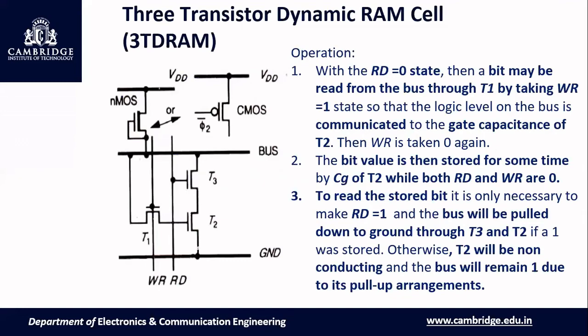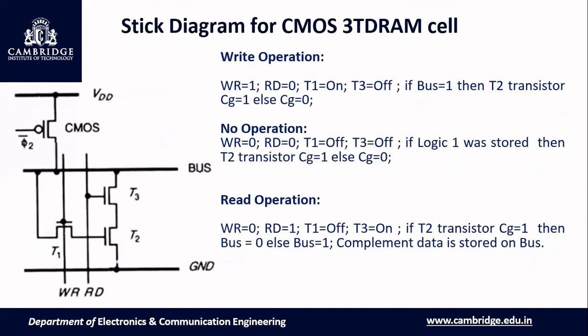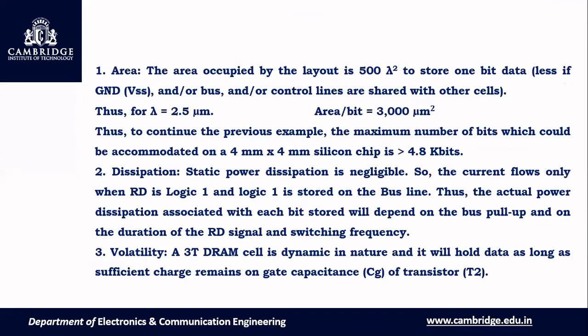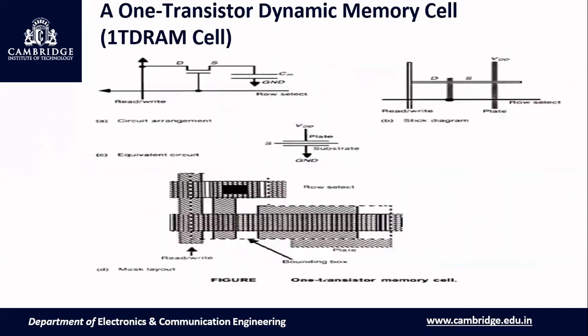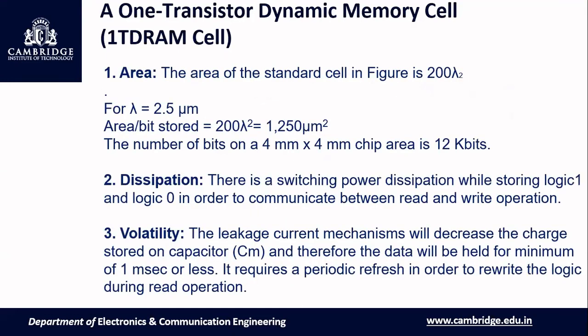All are dynamic memory. The 3 transistor memory is also dynamic. The 1 transistor memory cell is also dynamic. It can store only for 1 millisecond. Afterwards, the charge will slowly decay and be lost. Fine. So this memory can store 12 kilobits if you are given an IC chip whose dimension is 4 mm by 4 mm.